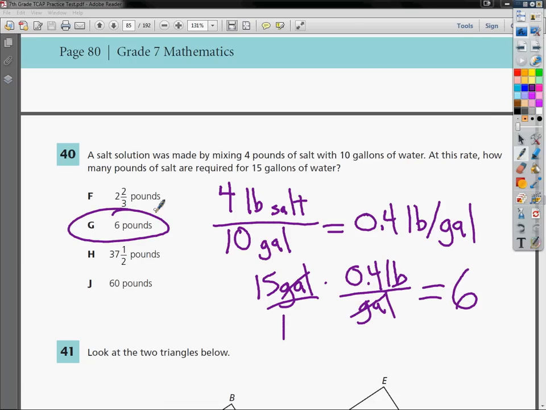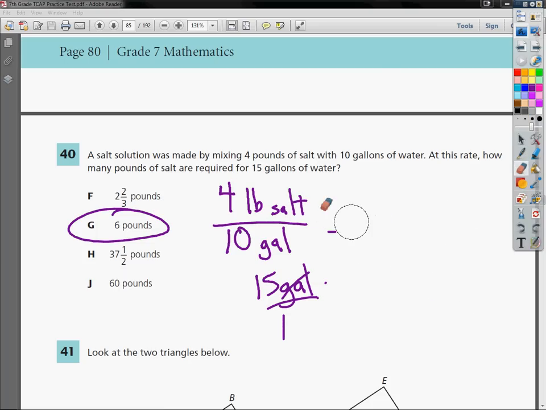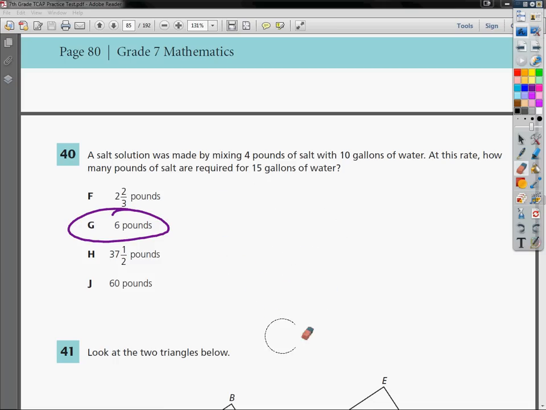So if you just want to divide the pounds of salt by gallons and get the pound per gallon price, and then multiply that by the number of gallons of water in the second situation and get 6, fine. That's a perfectly appropriate way to do it. I think earlier I said gallons per pound, which would involve flipping it over, and that's fine too, but it makes it easier if you just do pounds per gallon.